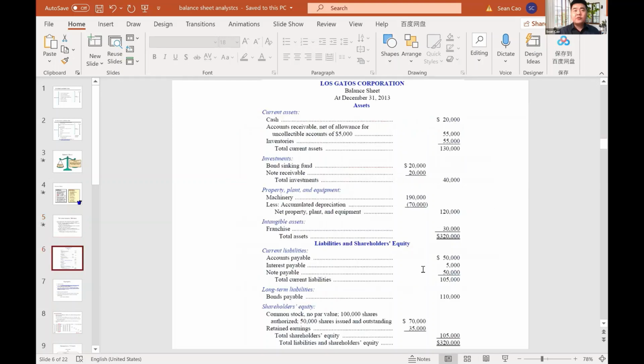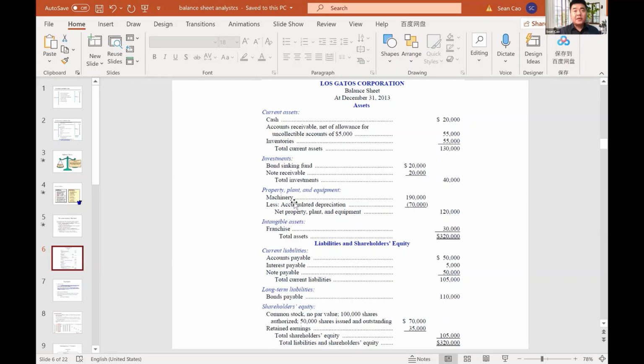So I want to give you guys a very brief example of a balance sheet. First you have current assets: cash, accounts receivable, inventories, you guys have all the information. And then you have investments, like investing in a bond, notes receivable.